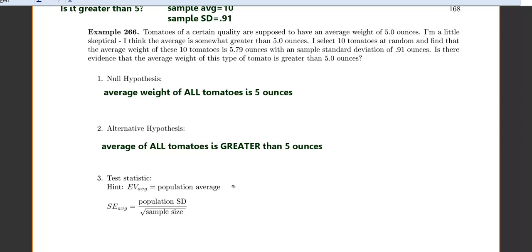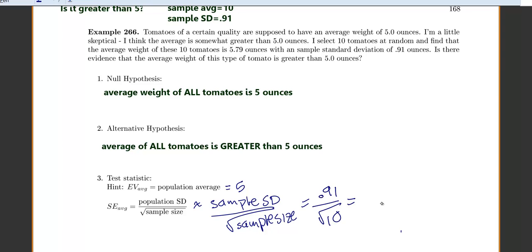Then for your test statistic, first we calculate the expected value and standard error. For the expected value, we assume that the null is true, which means that my population average would be 5. For the standard error, we don't know the population SD, so we have to estimate it with the sample SD over the square root of our sample size. My sample SD is 0.91. My sample size is 10. So this gives me 0.29.